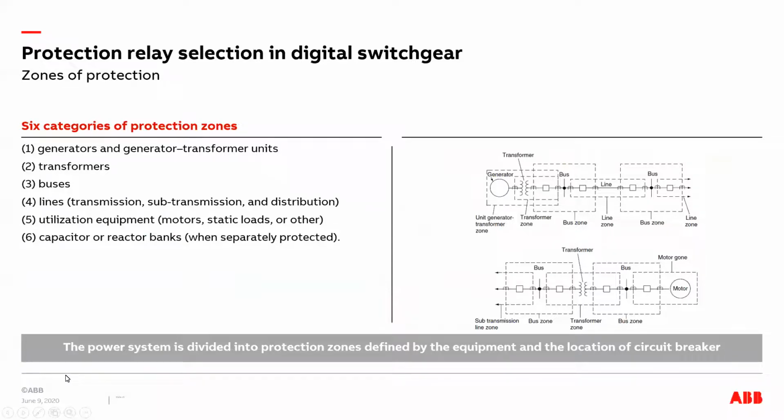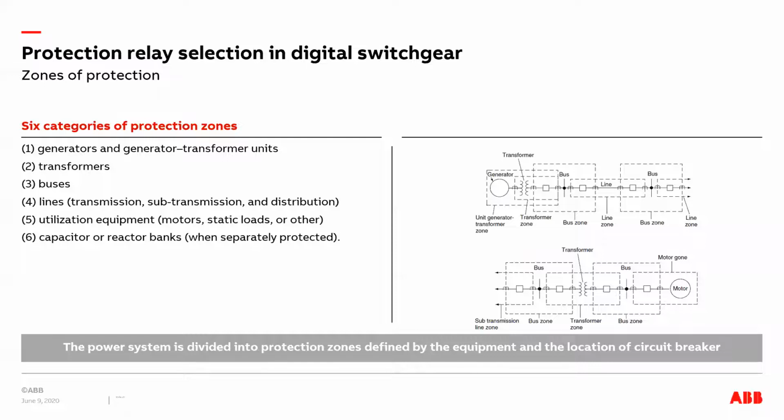Okay, now switching gears a little bit, looking at the protection, how to select protection for a digital application. So just going to the fundamentals of protection, the protection relay is selected based on the zone of protection, or the zone it has to be protected. So there are 6 categories of protection zone in a power system.